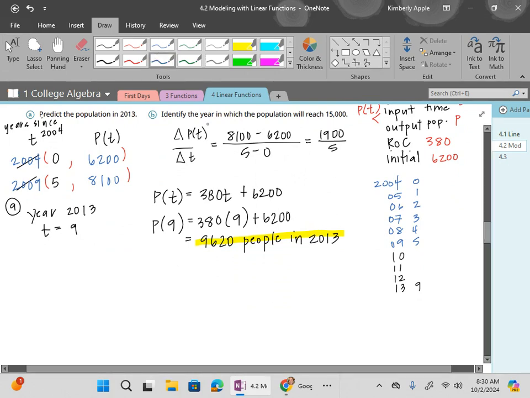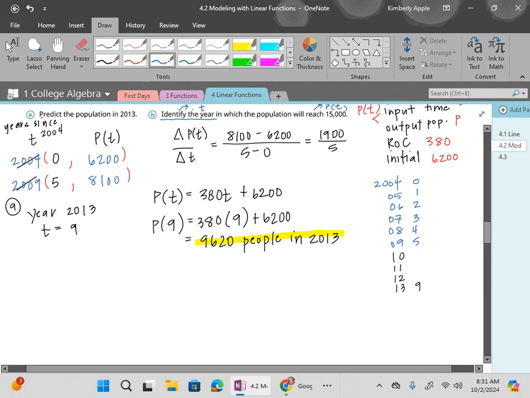So let's think about this. Identify the year. So I'm looking for an input or an output. Am I looking for a T or a P of T here? The year is P of T? P is population. I'm looking for a T, and I'm given a population, which is P of T. Y'all see what I'm saying there? So you see how it swapped what it gave me and what it's asking for?